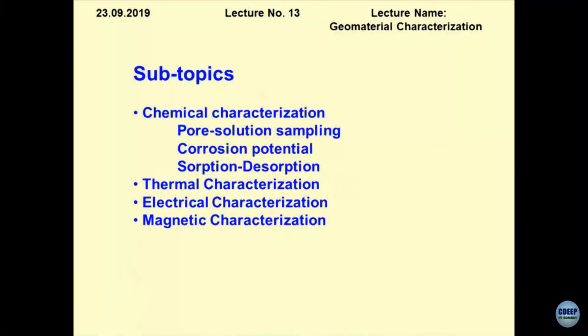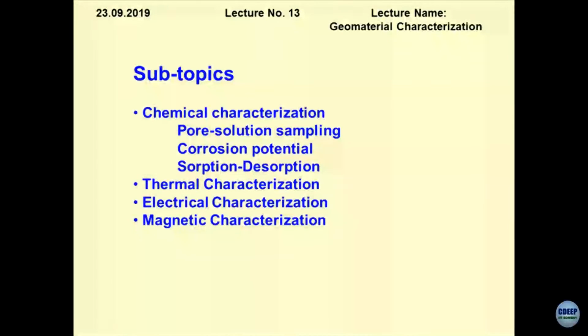So, in continuation with what I have been discussing in the previous lecture, I will be touching upon chemical characterization in detail today. The obvious reason is that the chemistry of the material is becoming very important to understand the state of the material, including the human body, where most of the assessment of the status of the human body or the geomaterials is being done based on its chemical examination.